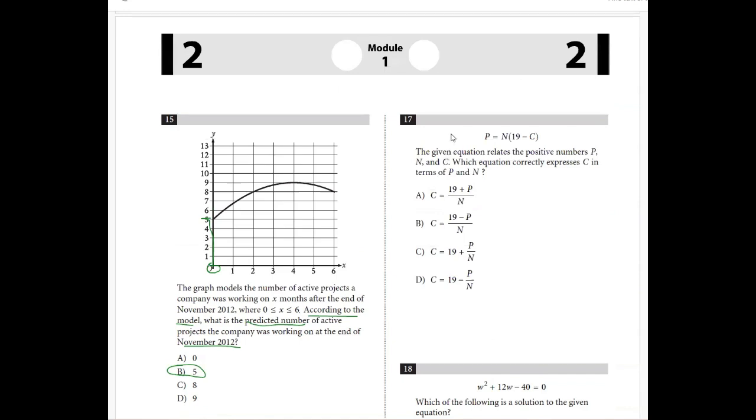17. The given equation relates the positive numbers P and C. Which equation correctly gives C in terms of P and N? Okay, let's divide N on both sides, so it becomes P over N is equal to 19 minus C. Just flip this, swap this over, so it becomes this. So D as in David is the correct answer.